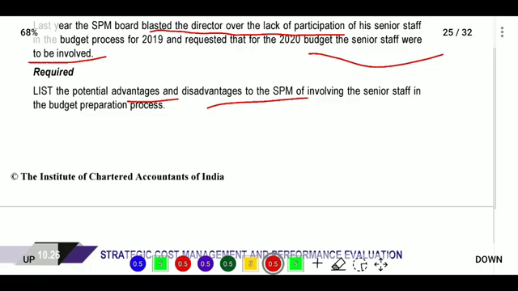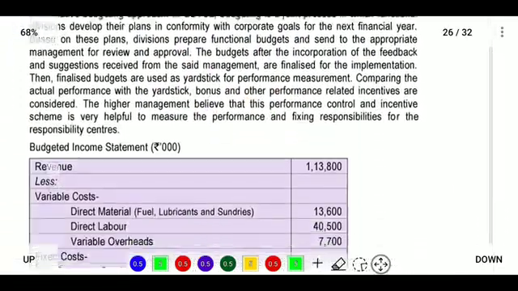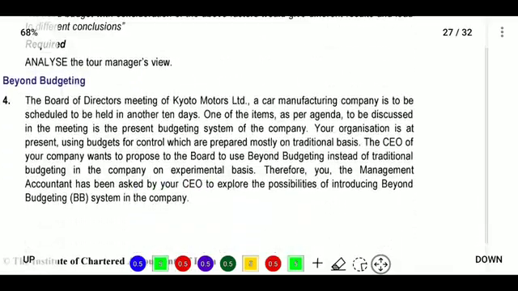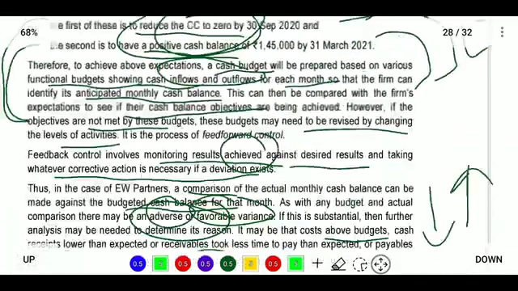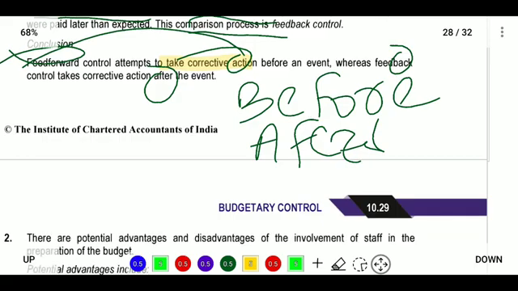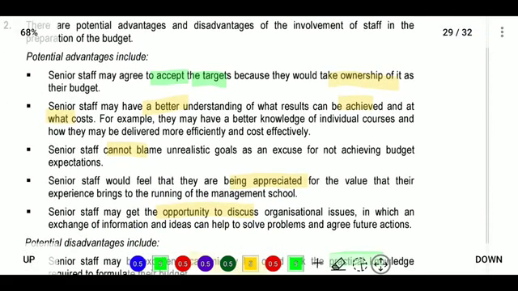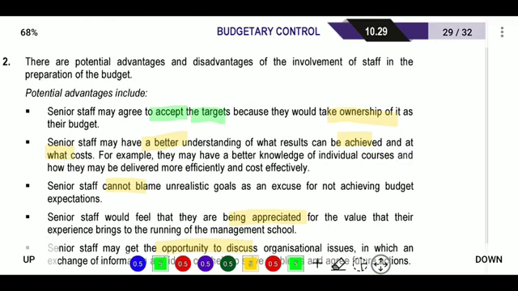If you involve the senior staff, what can they do? They know the cost, they will understand, and they will accept it if the target is not achieved. They cannot blame others, and they will feel appreciated when they reach the target. These are the advantages. And the disadvantages? Senior staff are academically good, but practically they may not have good knowledge, the benefits of participation are limited, and they consume more time because they do not know the subject.